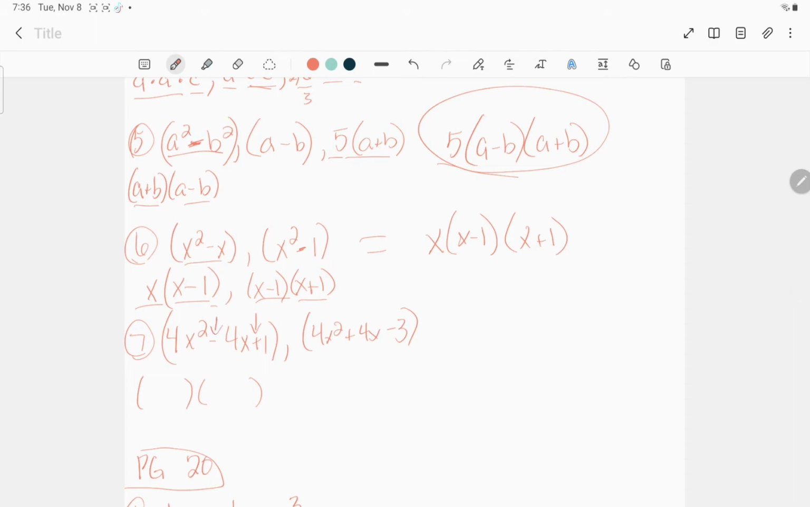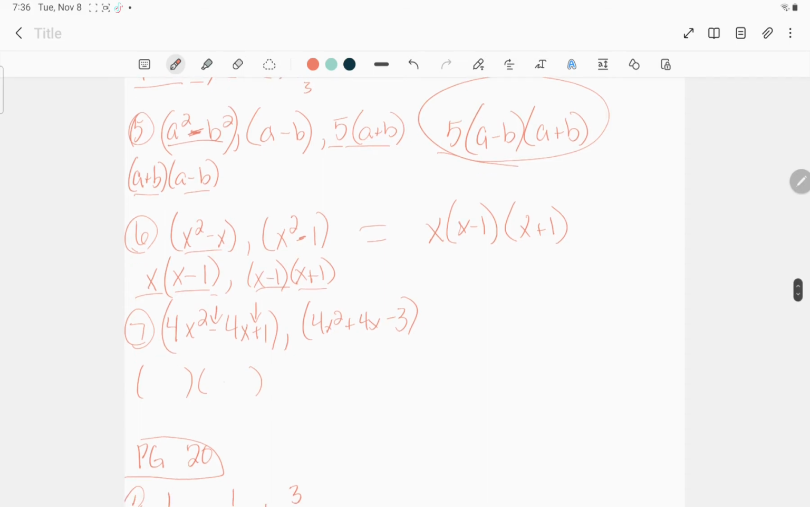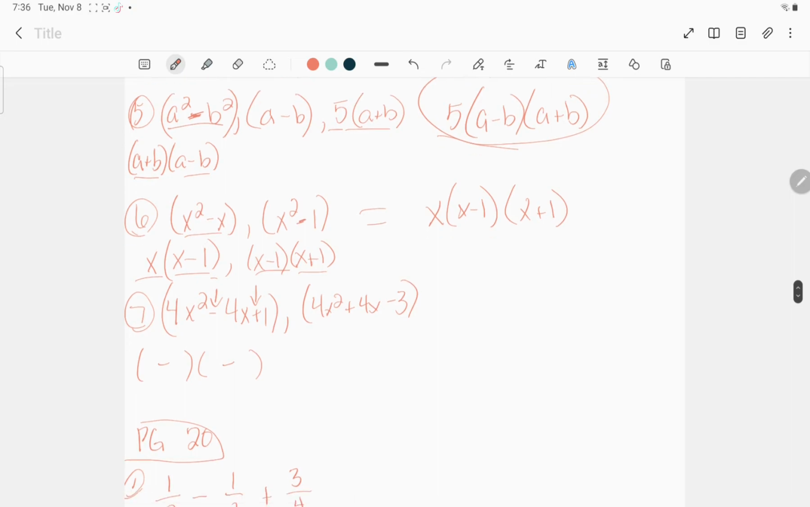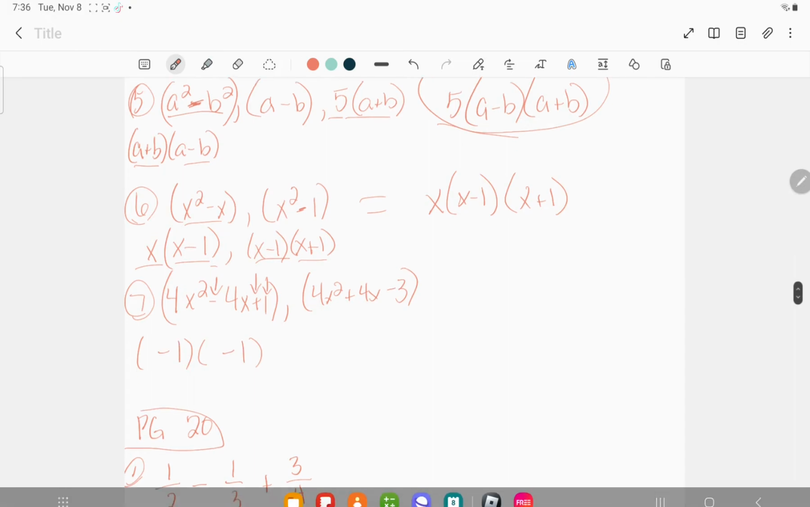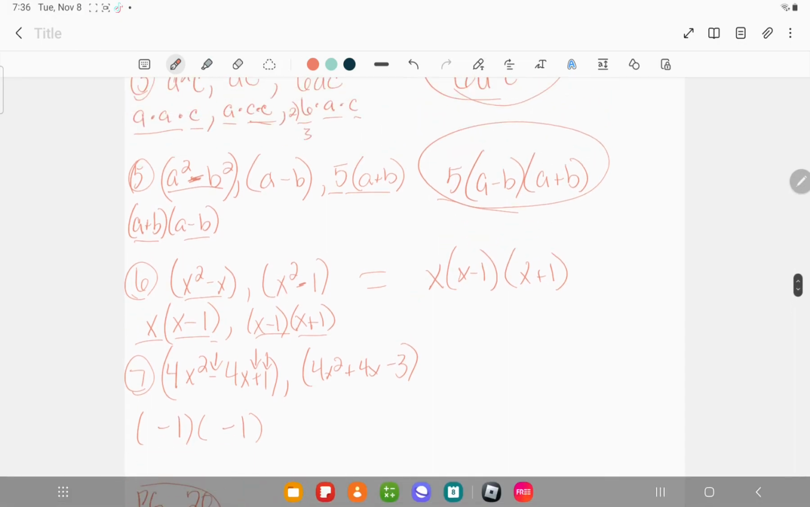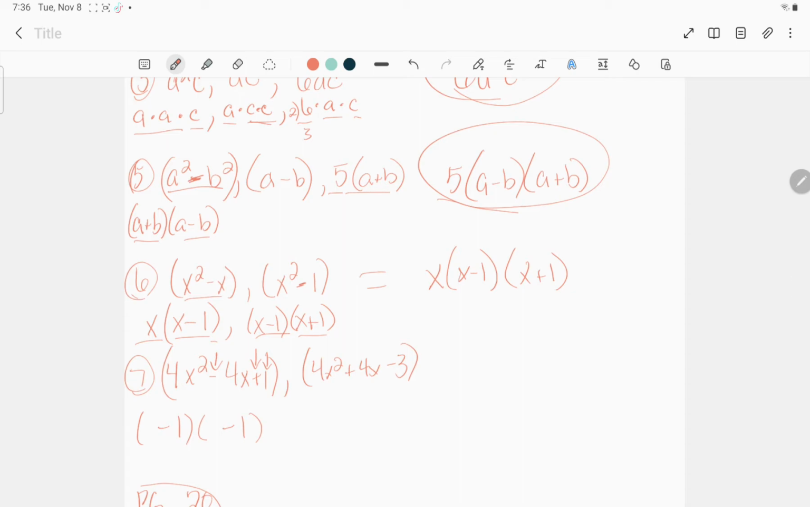I'm going to look at that first sign. It's a negative, which tells me that my 2 signs are negative. Okay. My last term here is a 1. Well, the only factors of 1 are 1. So I'm going to go ahead and throw those in there. And then here, I'm going to factor out 4. Well, that's 1 and 4 and 2 and 2. Well, which one of those when added together are going to give me 4?